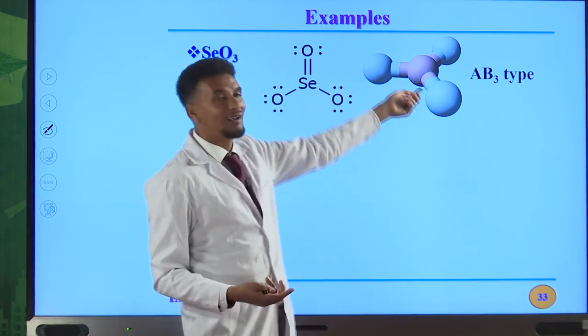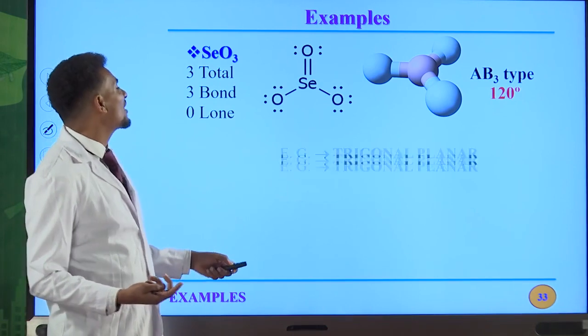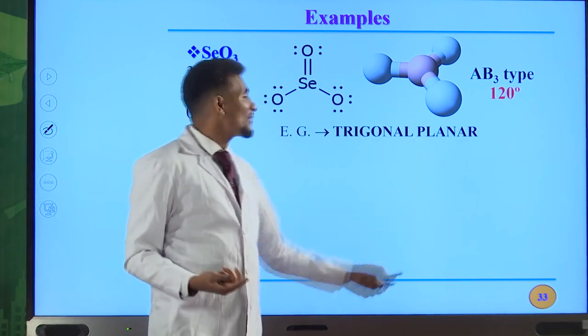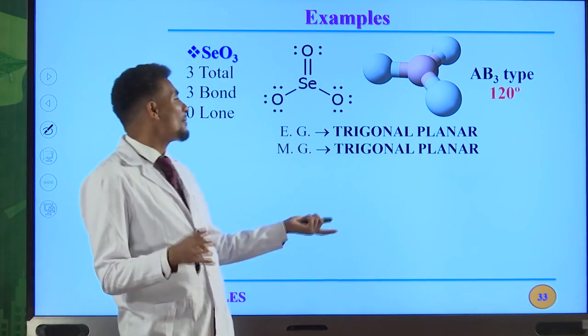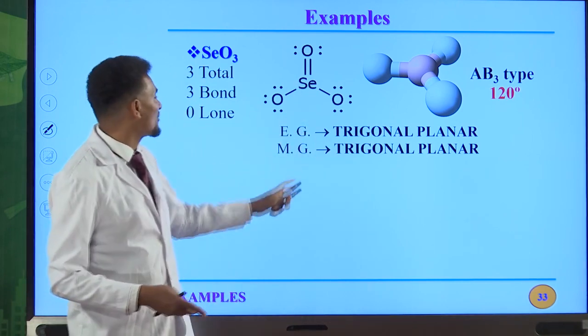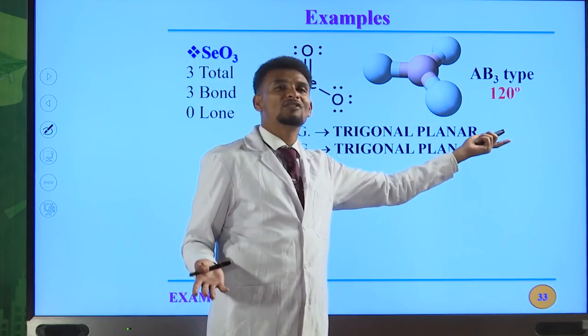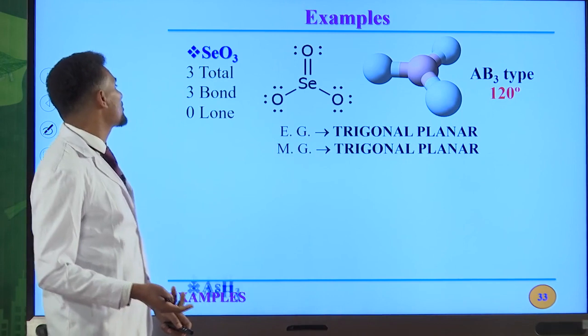It looks like this one. We have no lone pair of electrons, so the electronic geometry is trigonal planar. Its molecular geometry is also the same, because we have no lone pair of electrons around the central atom. So it is also trigonal planar. Its bond angle is 120 degrees. Already we have discussed this one.